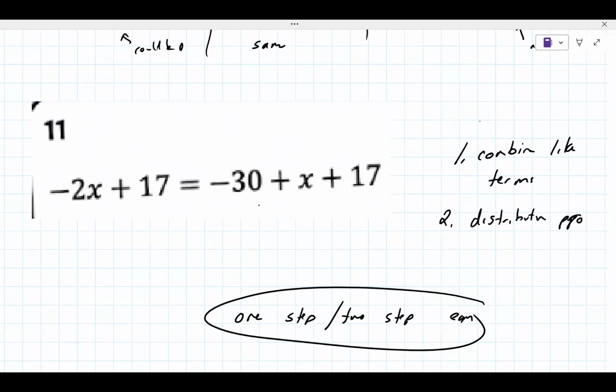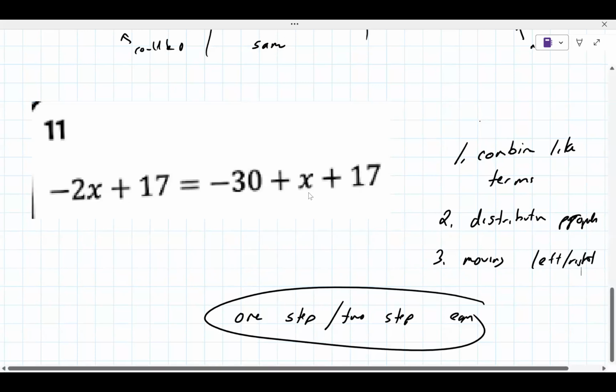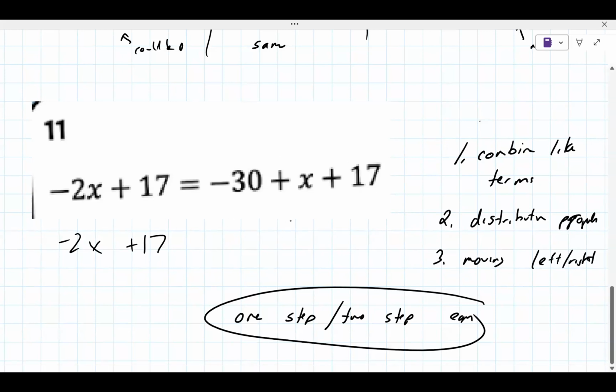Hopefully you've seen this before. You could be moving variables to the left or right, to one side or the other. These are the three main things you'll see. And you can even throw in clearing fractions, things like that. So on the right here, you can combine like terms. This becomes minus 2x plus 17 equals negative 13 plus x, okay?